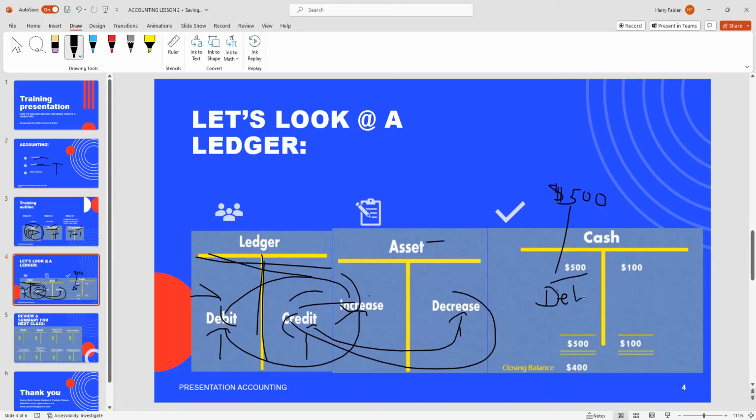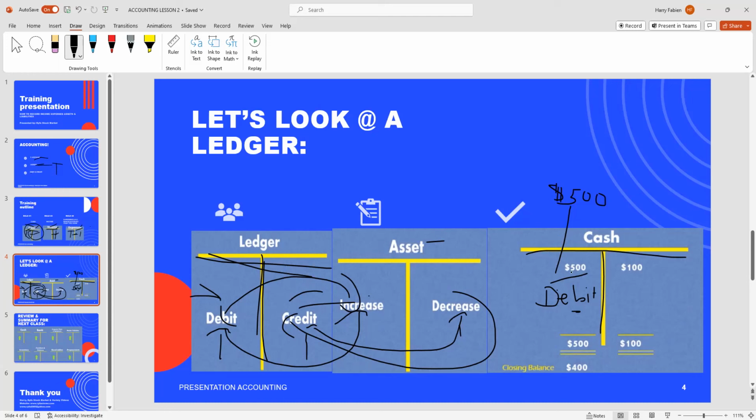Anytime you get an asset, you have money coming in, it goes to the debit side on the ledger. Remember, we call that the ledger. It is a record for accounts used to store bookkeeping entries. That's why we call it a ledger.